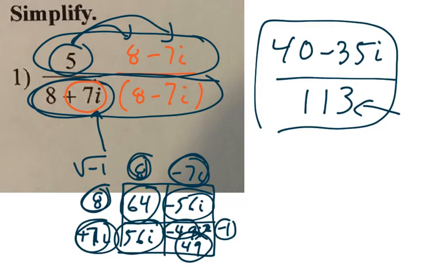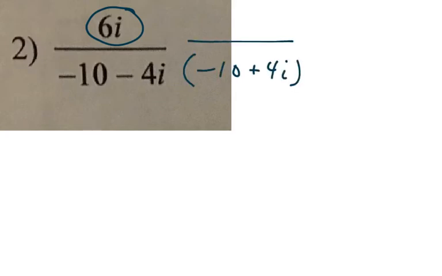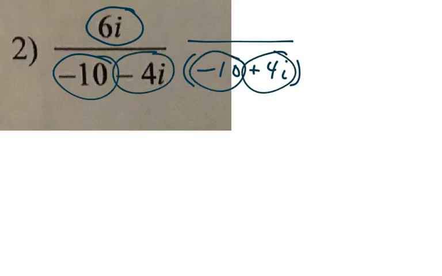Okay, let's try another one. This one, notice, has a 6i in it, which is going to make things a little bit trickier. But anyways, how are we going to simplify this? We're going to use the conjugate, right? We have -10 minus 4i down here. We're going to do -10 plus 4i. Just change the sign of the i part of your complex number.